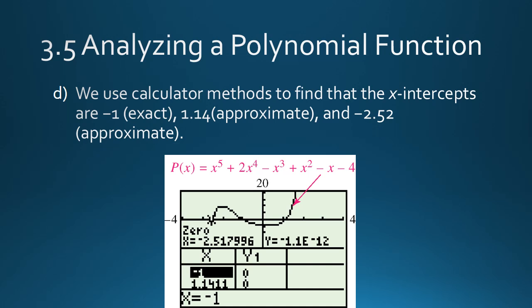In part D, we're going to use the calculator to find the x-intercepts. Again, we're going to use the zero function under calculate, and we get -1, which is exact, 1.14, and -2.52, and both of those will be approximate.